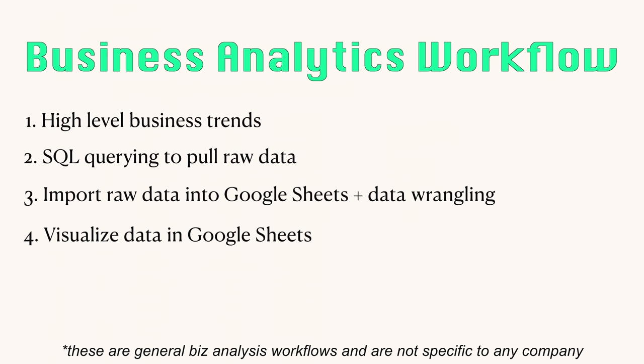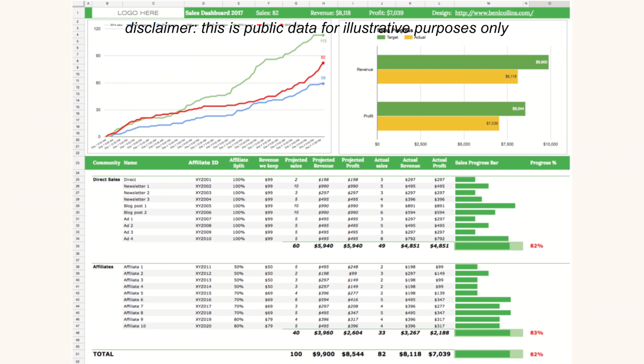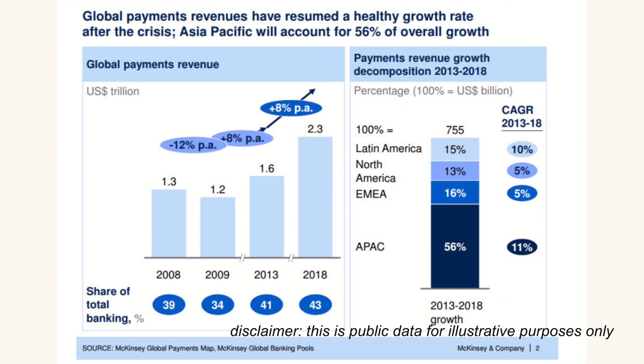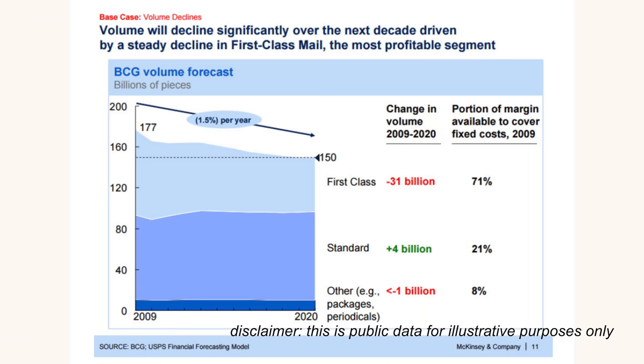Then step 4, once I have the data, I start visualizing it, turning it into graphs and seeing if there are any interesting trends. And finally, step 5, which is also the most important part, is to put these charts and data into a deck and develop a narrative on how our business is doing based on these data and insights. So yeah, in a nutshell, a lot of SQL, a lot of Google Sheet, a lot of looking at the numbers.